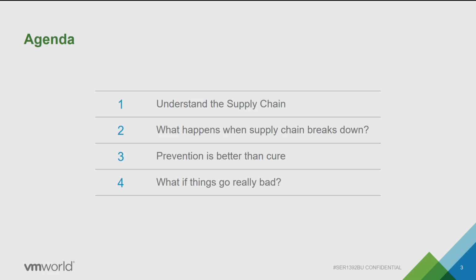Then we're going to look at what happens when parts of that supply chain break down. So what happens when the key can't make its way to the ESXi host? What can we do to sort that situation out? Is there anything we can do to get the key on there? And then we're going to talk about how prevention is better than cure, and I'll have a little demo in the middle as well showing what you can do when things go really bad. When it looks like it's unrecoverable, what can we do?